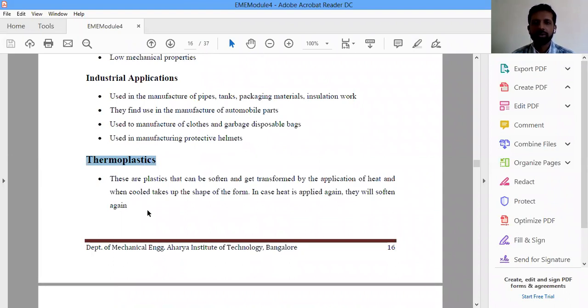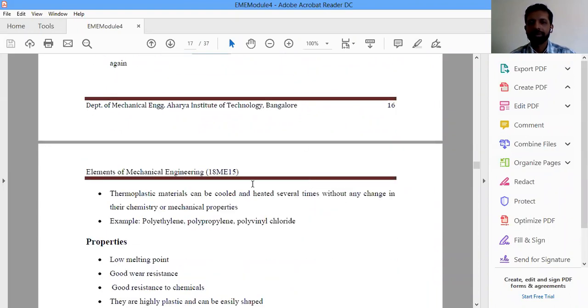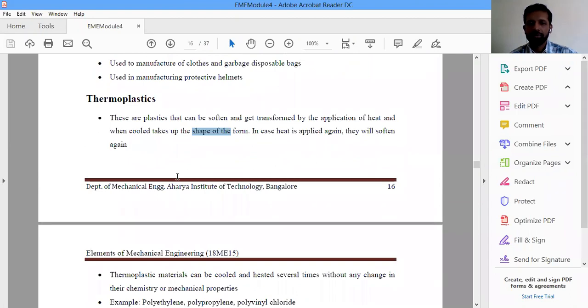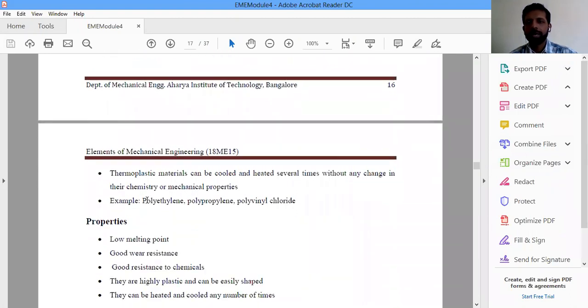Okay, so thermoplastics get softened and transformed by the application of heat. When cooled down, they take up the shape of whatever has surrounded them. On application of heat, they become softened, and we can get them to any shape again and again, n number of times. All we require is only the heat that is majorly required for them to be softened up.